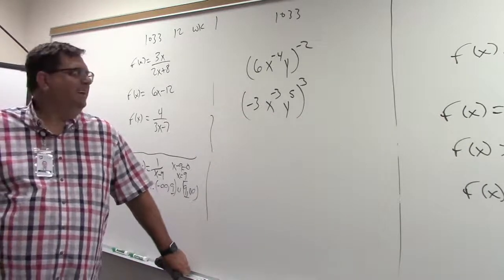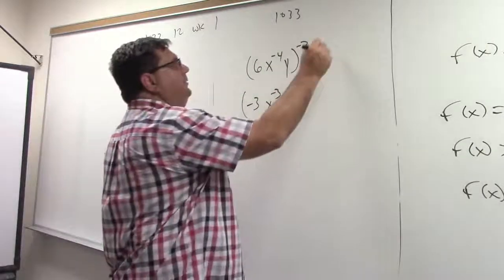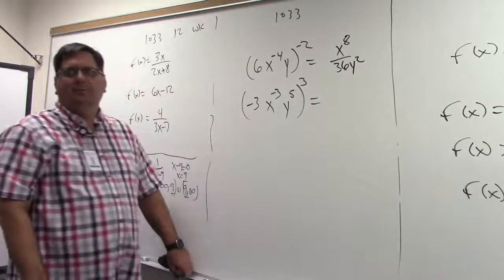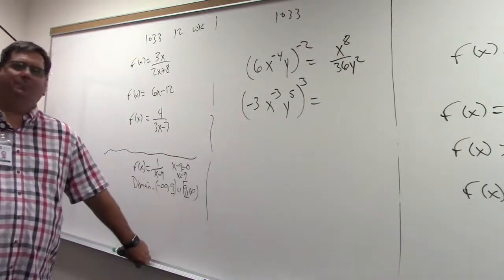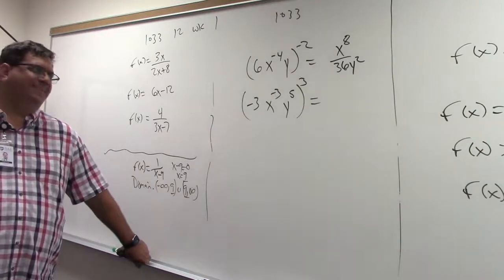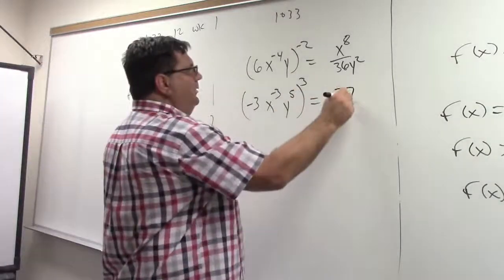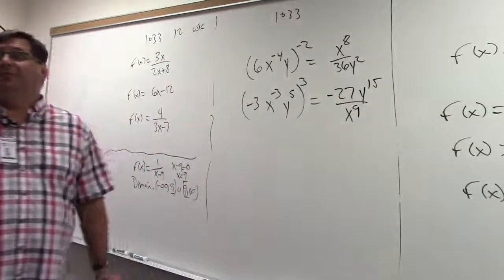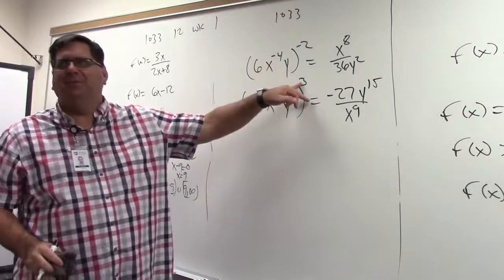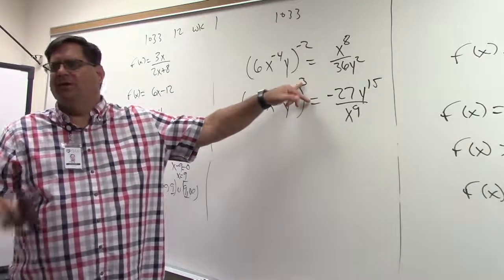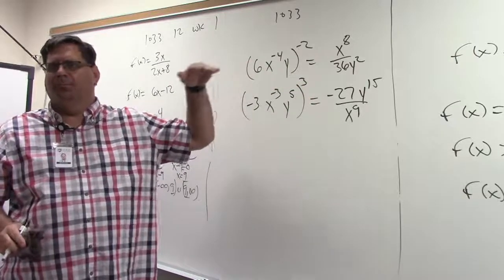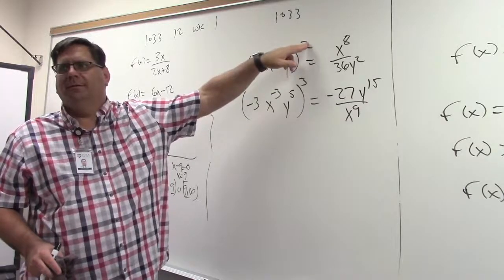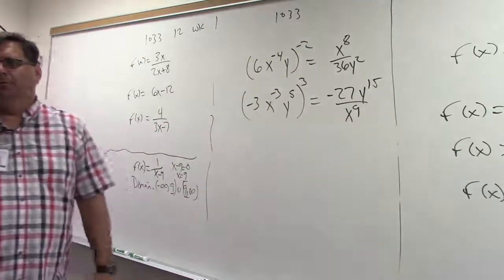x to the 8th over 36, y to the 2nd. There's your first one. y to the 15th over 27, x to the 9th. No. What'd I do? Negative 27, y to the 15th over x to the 9th. The 27 does not move because this is not a negative exponent. Don't fall for the idea that if it's negative, you have to move it. That's only if it's an exponent that you have to move. If the exponent's not negative, that number's not moving.